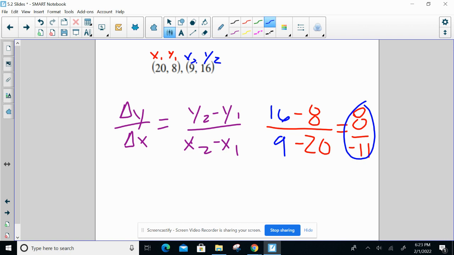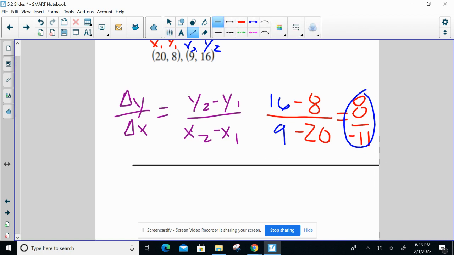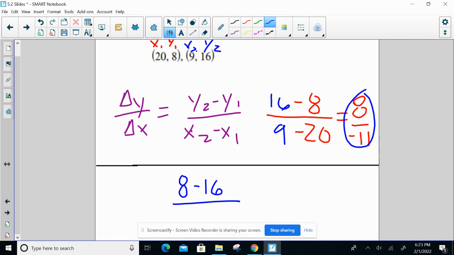But again, if you did it the other way, you'll find the same answer. If you decided, I'm going to do 8 minus 16 on the top, and I'm going to do 20 minus 9, you'll see the negative changes places, but that doesn't matter. You only need one negative for it to be a negative number. You get the same thing. It doesn't matter if the negative's on the top or the bottom.